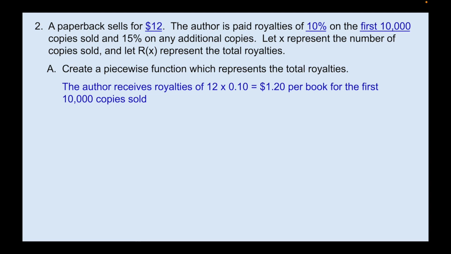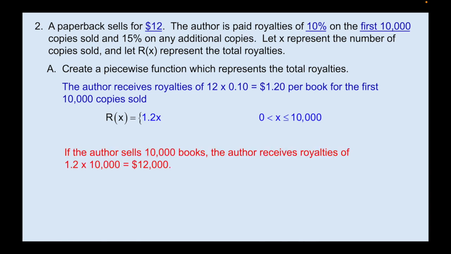So now we'll go ahead and put that into our function, and that is going to say 1.2x. Notice this time we did have to include a variable here. Again, it's because that's $1.20 per book. So it depends on whether there is one book being sold versus 10,000 being sold. That's going to make a big difference in how much money the author is making here.